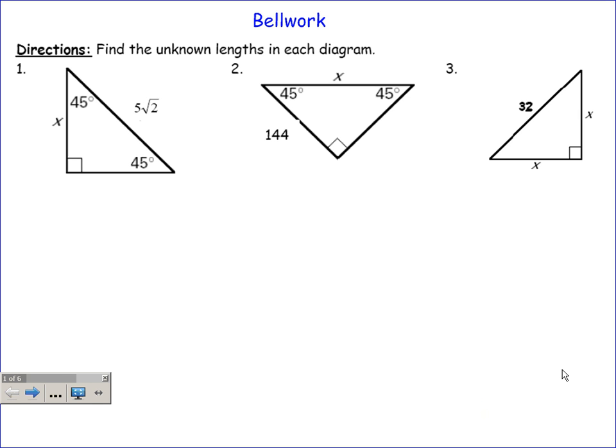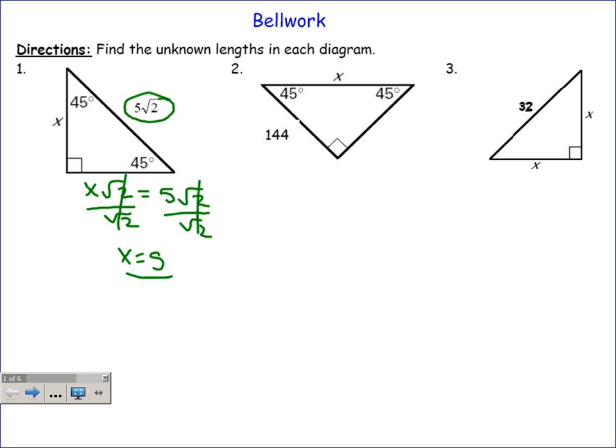Number one, the rules we learned yesterday for 45, 45, 90 triangles should stand clear today. Remember that if this is our hypotenuse, our equation would have been x times the square root of 2 equals 5 square root of 2. We basically divide both sides by the square root of 2. These cancel, x equals 5. It's really pretty easy to get that answer. You could probably just look at it and be like, well, that's got to be 5, and that's 5.